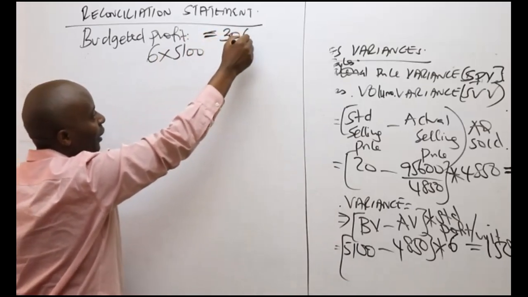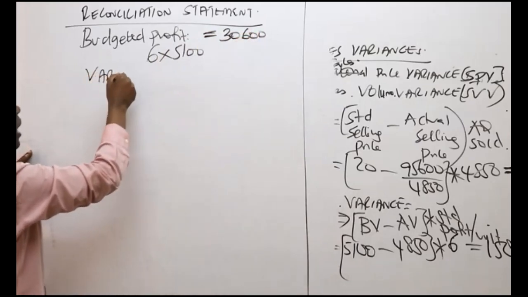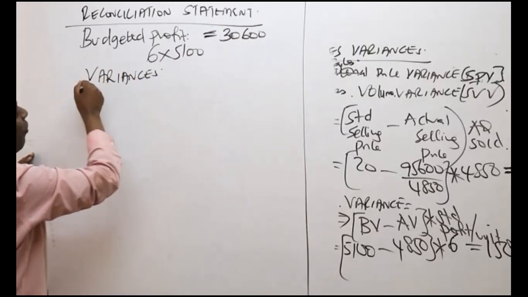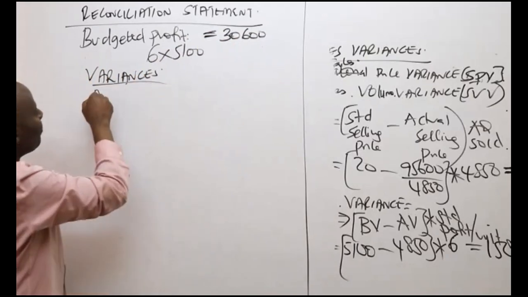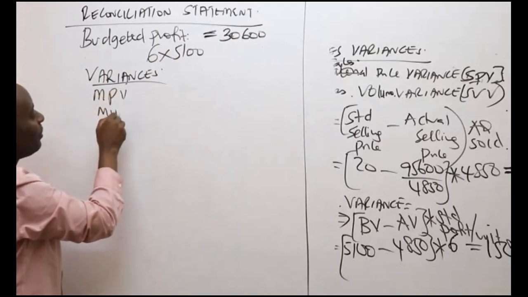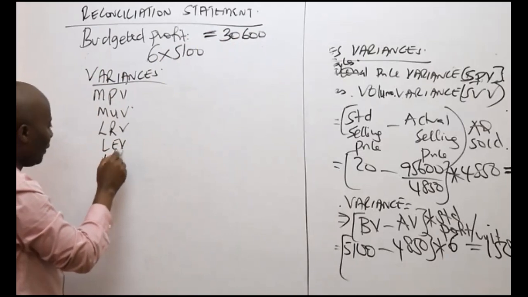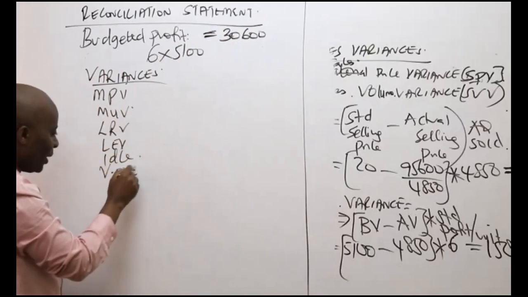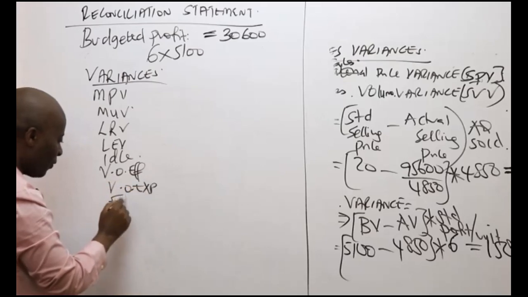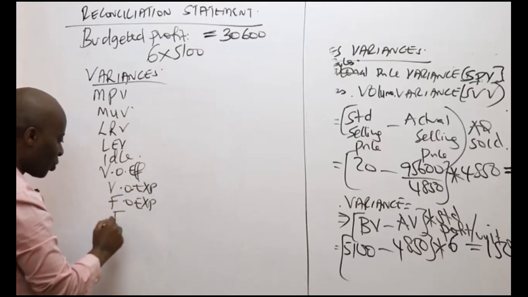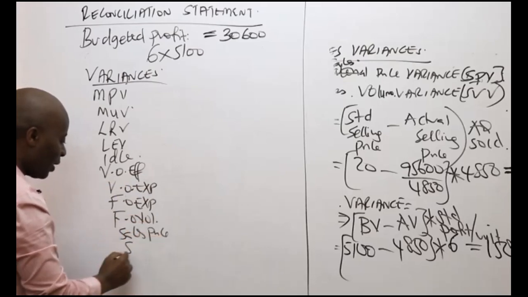30,600. 30,600. And then in between here, we have variances. All those variances of ours, we name them. We have the material price variance, material usage variance. We have labor rate variance, labor efficiency variance. We have the idle time. We have the variable overhead efficiency. We have variable overhead expenditure. We have fixed overhead expenditure. We have fixed overhead volume. We have sales price variance. We have sales volume variance.